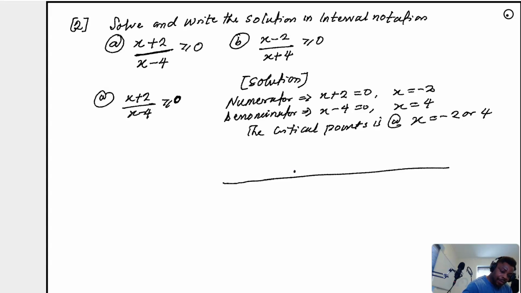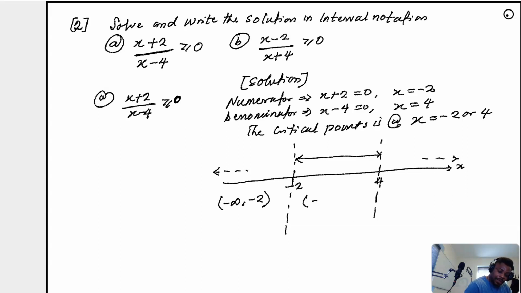So I have minus 2 and I have 4. So now, what is the interval here? Remember, this is continuous, this is continuous in this way, and this is continuous in this way, and there is an interval between them. So this is minus infinity to minus 2, easy. And this is minus 2 to 4, easy. And this is 4 to plus infinity, easy. So what is the next thing now?